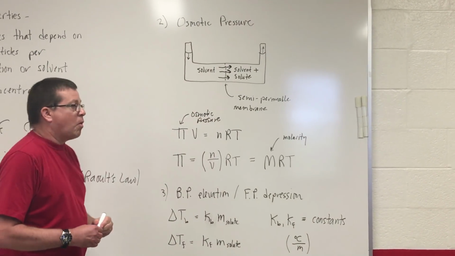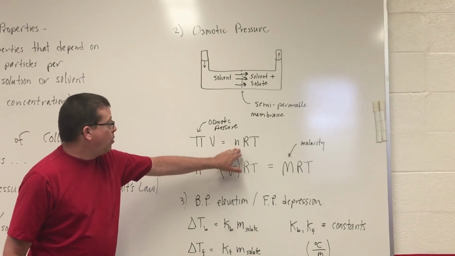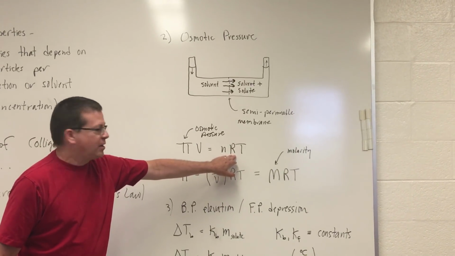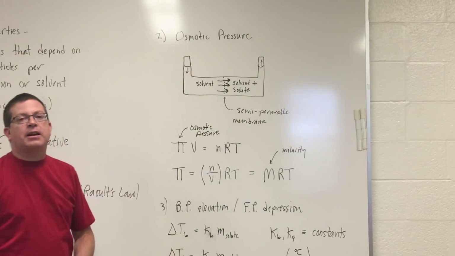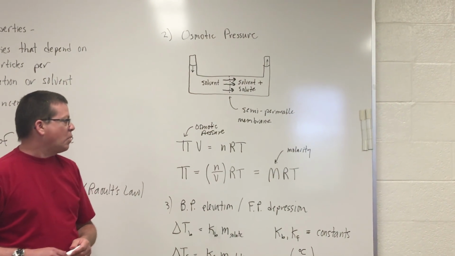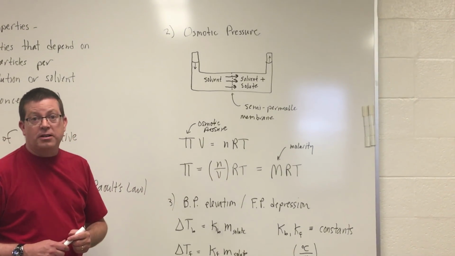Otherwise, this is the normal volume that we talk about. This is the normal number of moles. R is the normal gas constant that we would use in PV equals nRT, and T is going to be temperature. And of course, we have to make sure that we use the correct units throughout that correspond to the units of R that we're going to use here.